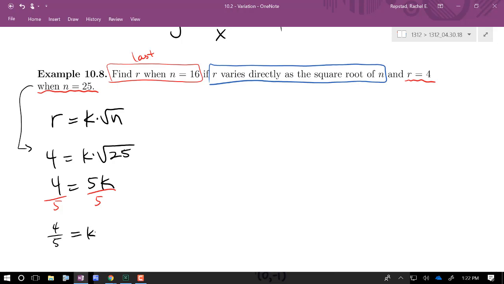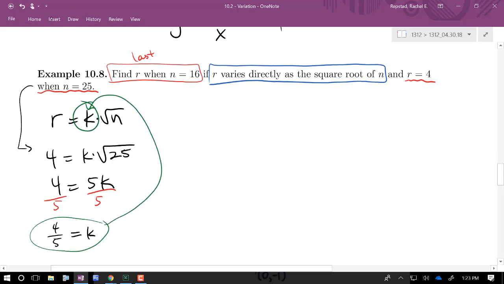What does that allow us to do now? You can swap that value in for the k. Yep. So we get r is equal to 4/5 times root n.